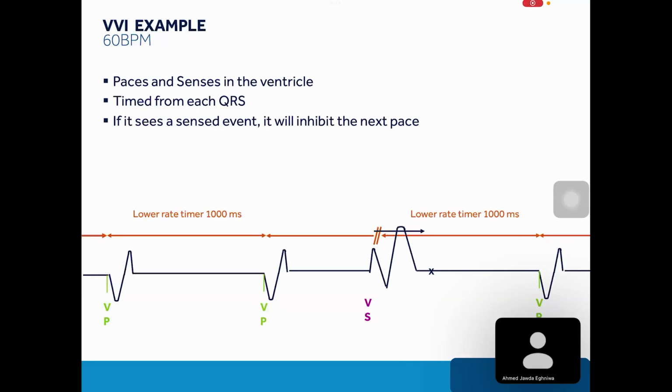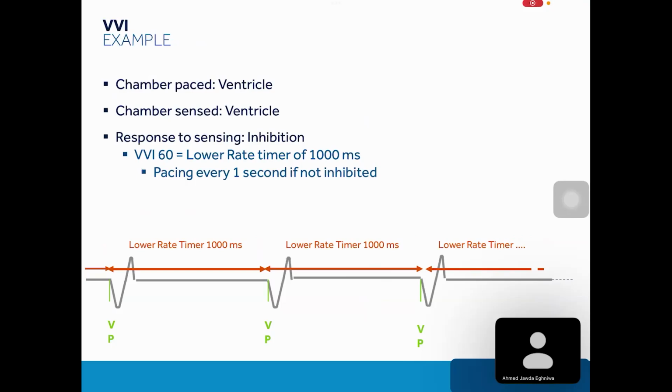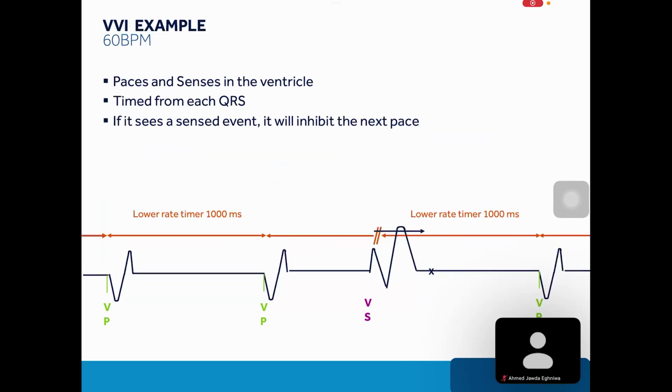Here, the VVI example: chamber paced is ventricle, chamber sensed is ventricle, response to sensing is inhibition. What does that mean here? Inhibition of pacing. If it sees a sensed event, it will inhibit the next pace like this.